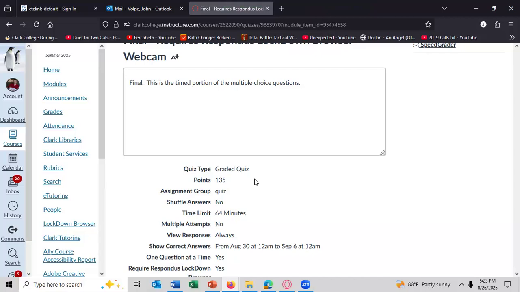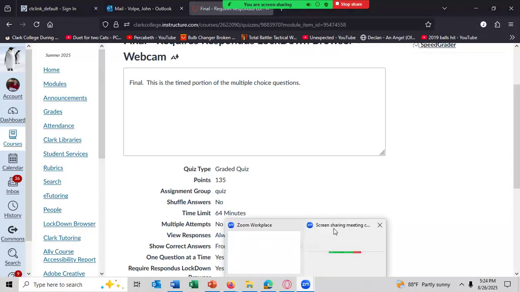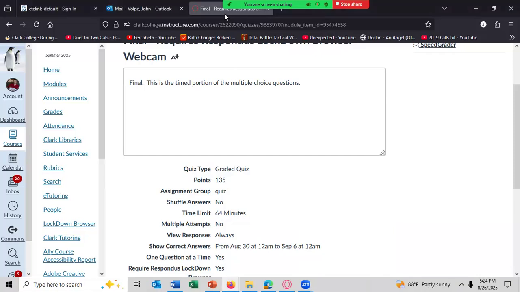Let's remove the green screen. Can I do that? I don't even know how to do that. So let me see. I don't know if I can do this. I think it's because you were sharing your screen still. I don't think so, but let me stop sharing the screen and see if that does it.